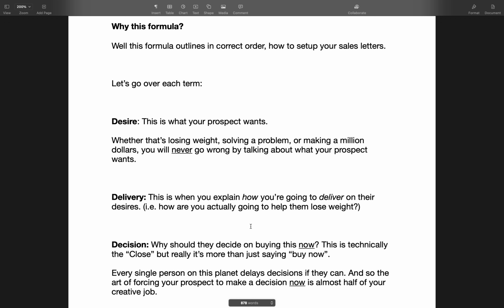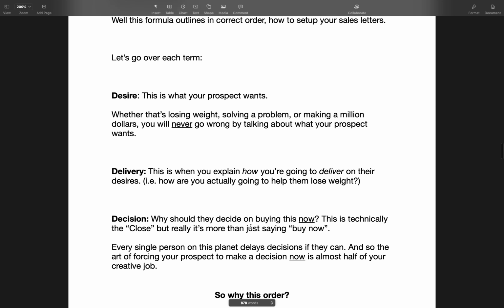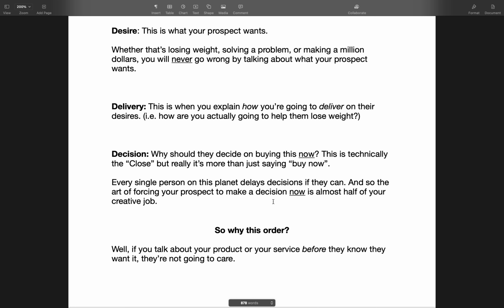And so the art of forcing your prospect to make a decision now is almost half of your creative job. It's really easy to send out an email that says, "Hey, my course is 50% off." It's actually very difficult to come up with a promotion on why there's a logical and rational reason to sell your course for 50% off, because if they think that you're just trying to sell them stuff, they're going to get all offended, right? And so that's the decision part of this.